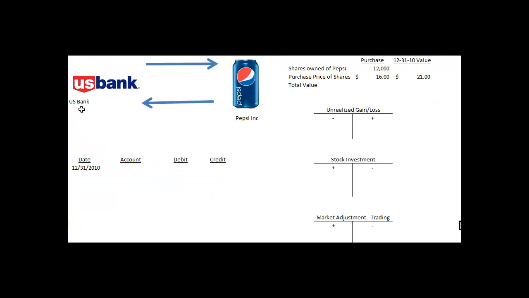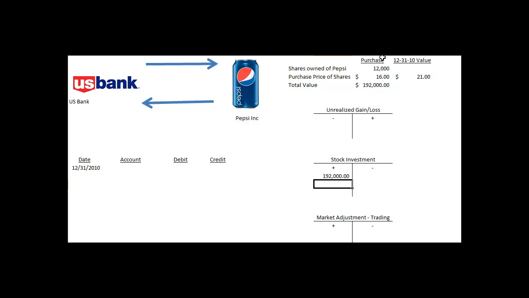So in this problem, we are a U.S. bank, and we have purchased 12,000 shares of Pepsi Inc., which represents less than 20% of the outstanding shares. When we purchased these shares, we bought them at a price of $16 a share, which meant our initial investment had a value of $192,000. This problem doesn't ask us to record the acquisition. When we would have acquired this stock, it would have been acquired at cost, and so we would have a value sitting in our stock investment account of $192,000.